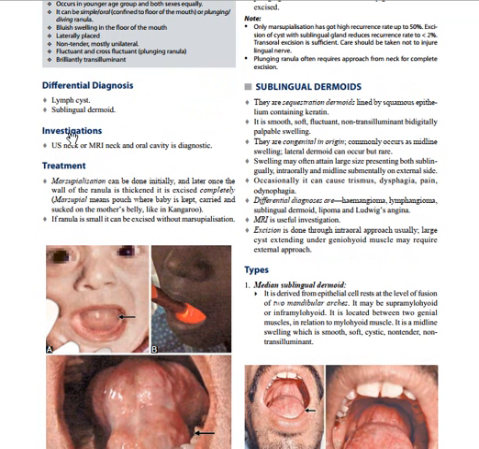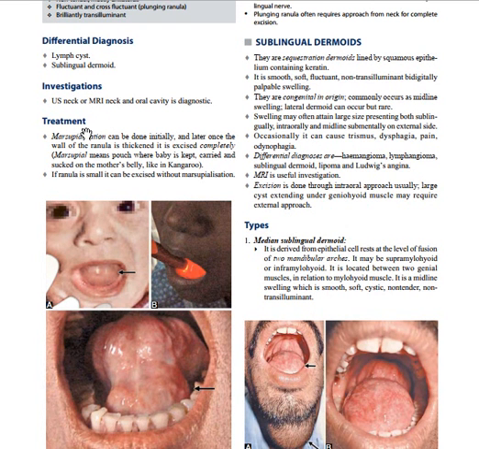The first-line investigation you can do here is an ultrasound of the neck. That's the simplest investigation you do for all oral cavity masses or neck masses. You can also do a fine needle aspiration to check whether there is any pre-malignant or malignant lesion. Now, what's the treatment?